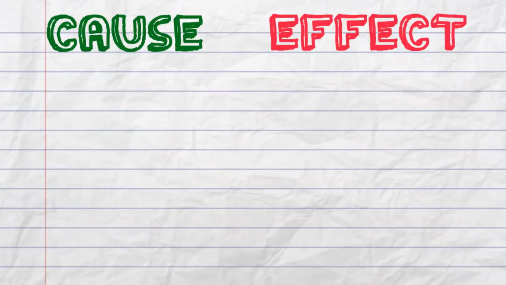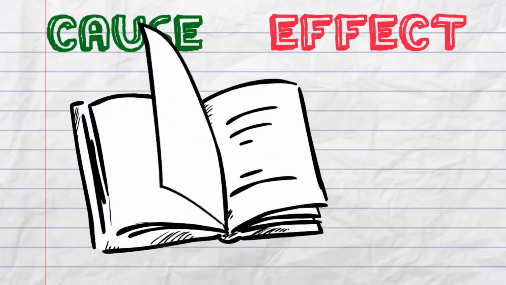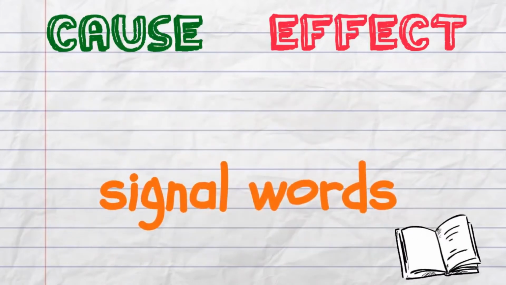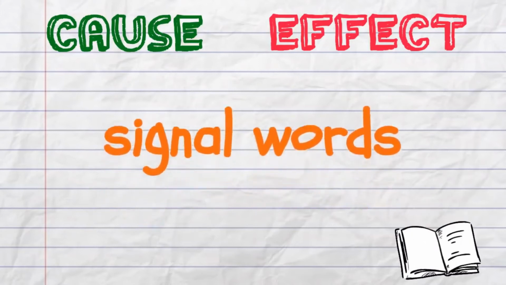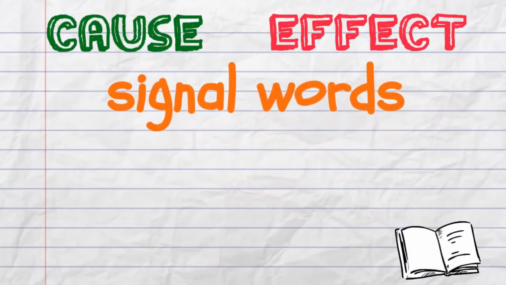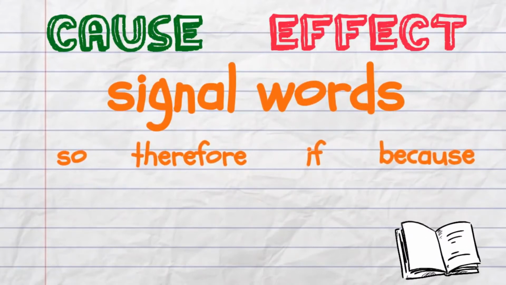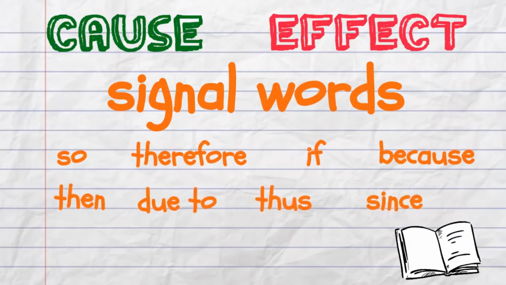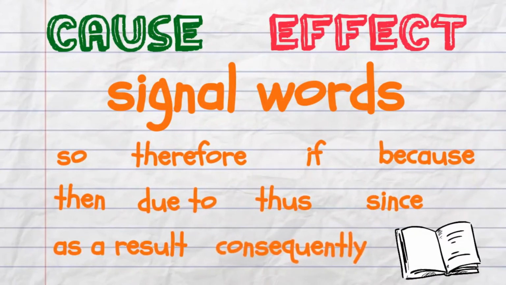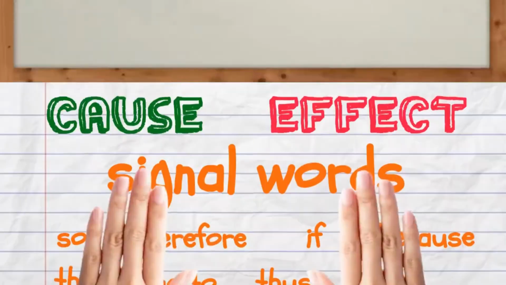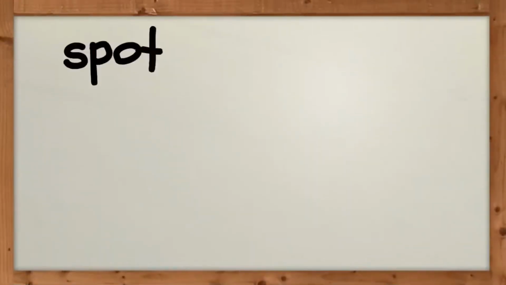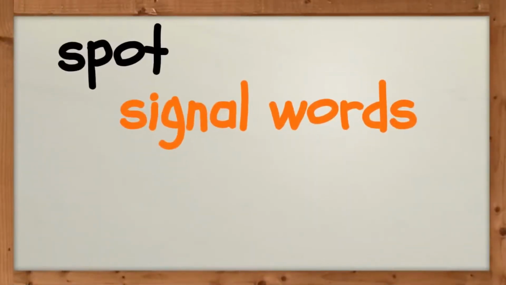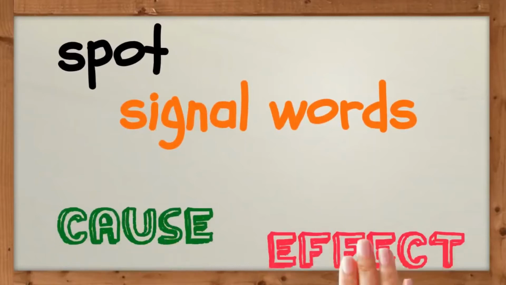An easy way to spot cause and effect relationships in books is to look out for signal words. Cause and effect signal words tell the reader that there might be cause and effect occurring. Here are some cause and effect signal words and phrases you might come across. Now, see if you can spot signal words in a text and then work out which is the cause and which is the effect.